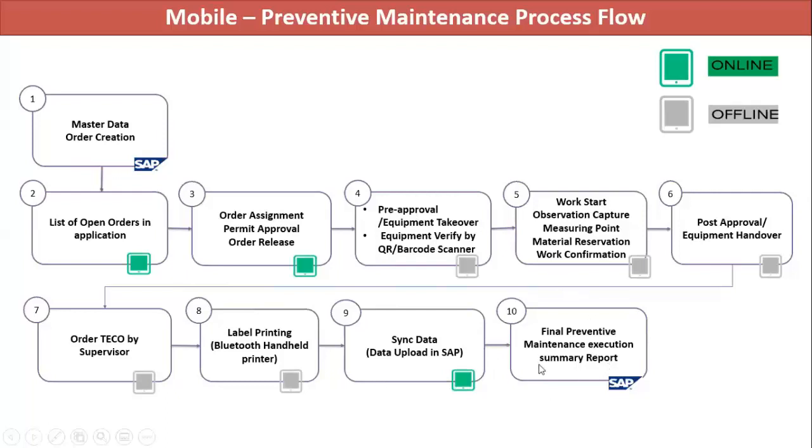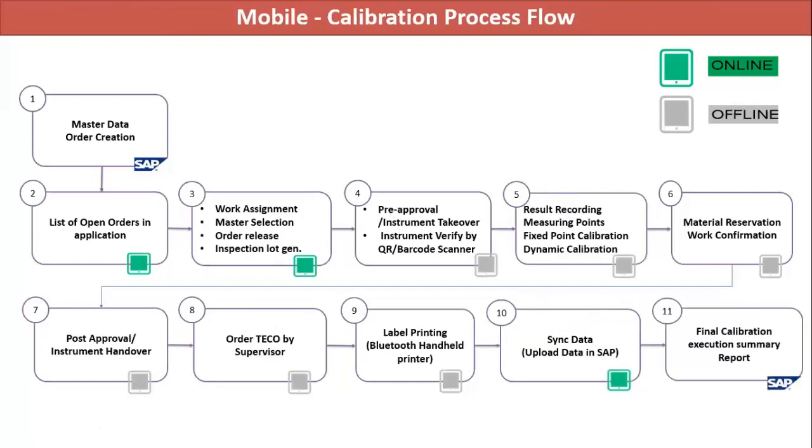In the system itself, we will provide one report where you will get all the details of your maintenance. For that order, when you have completed the maintenance activity, how many persons were involved, which material you used. All these details will be available in this execution summary report. So this is related to the preventive. The same process flow will be for the calibration. In case of a calibration, if it is integrated with the QM module, you can do the result recording and it can show the usage decision based on the pass and fail, and the remaining flow will be the same.